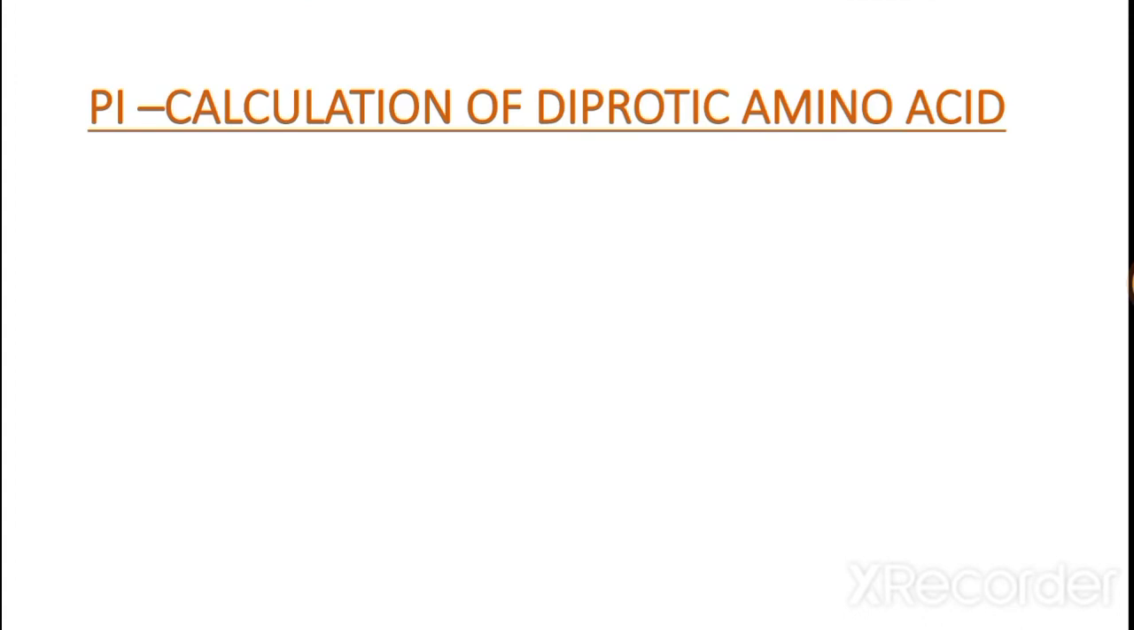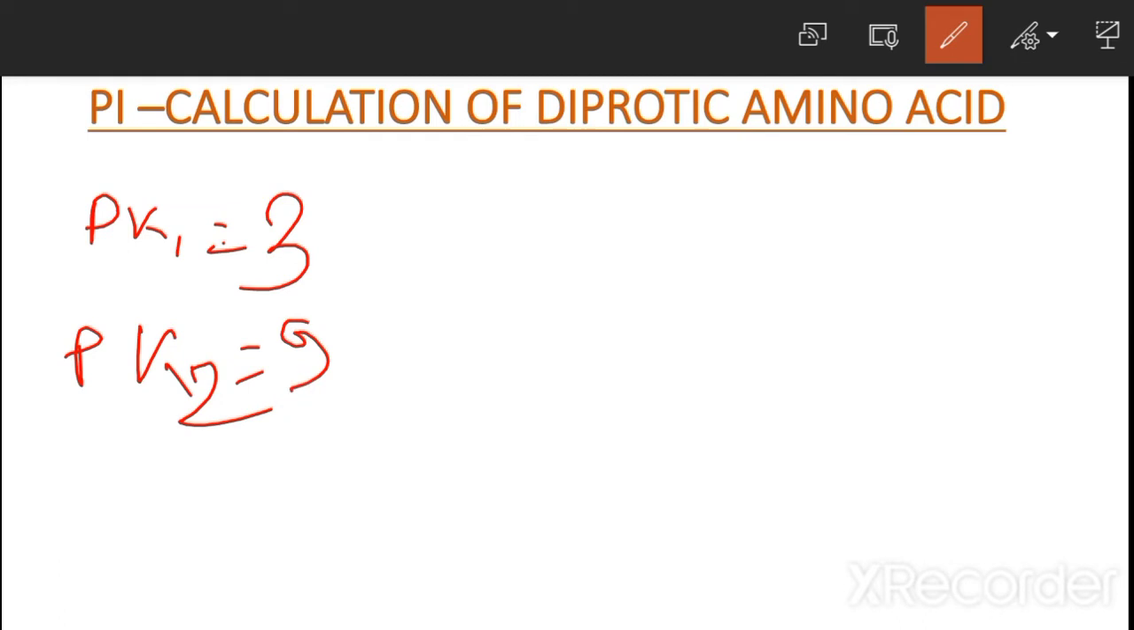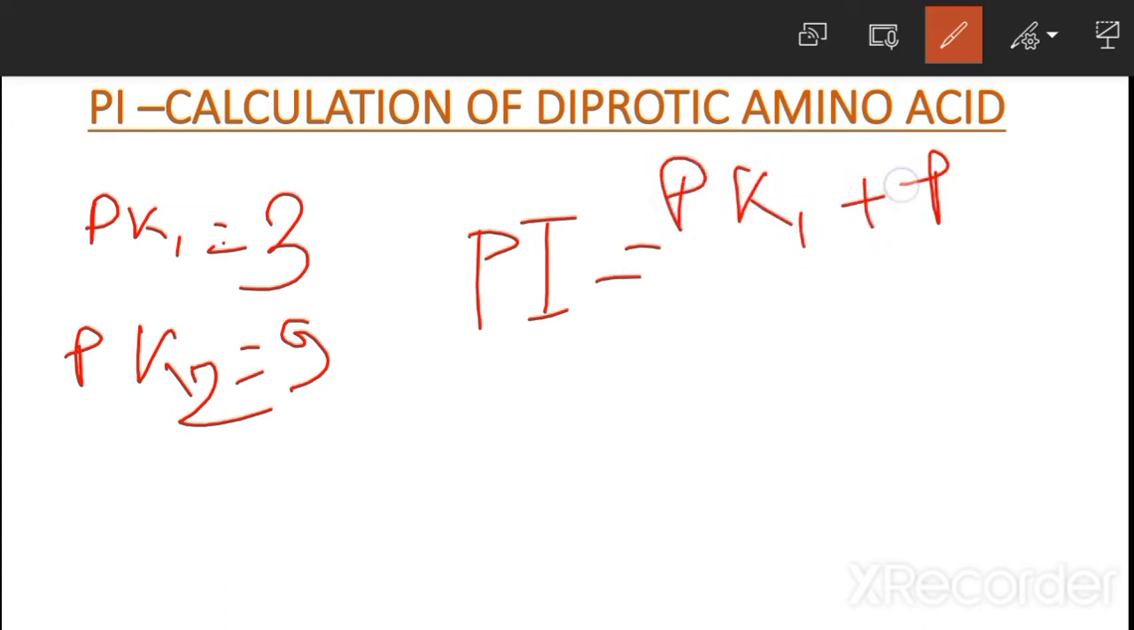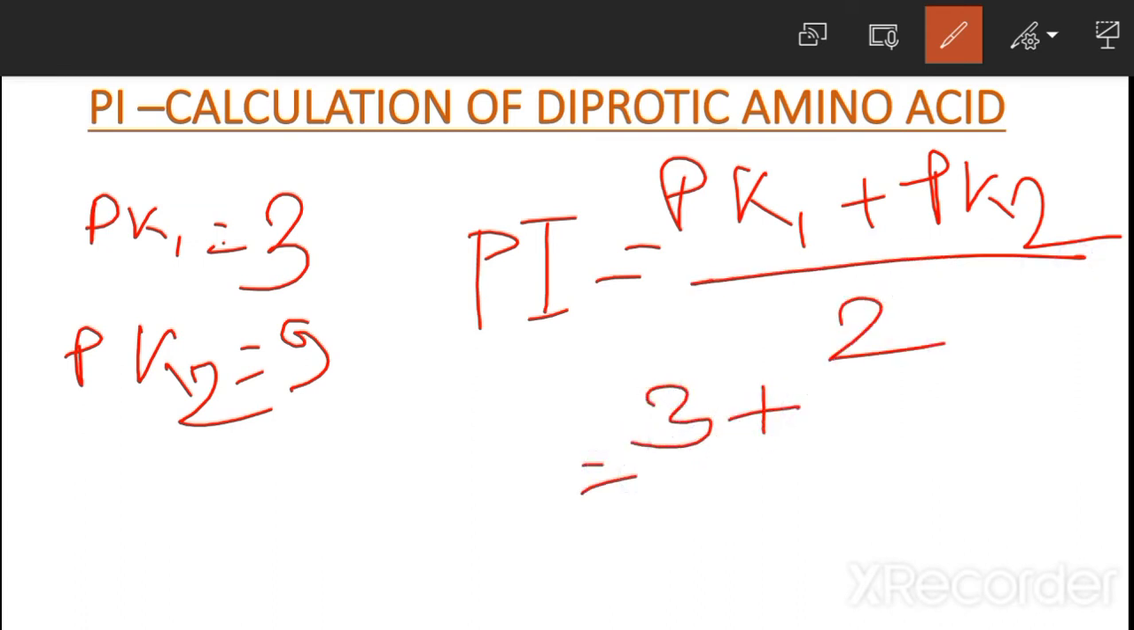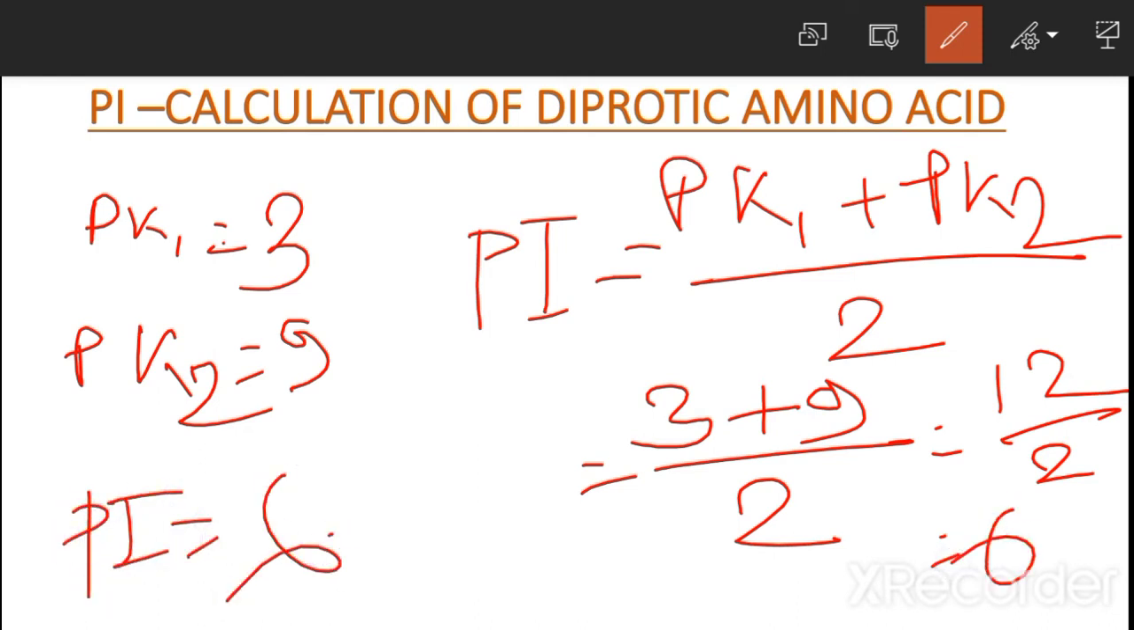Some other example. Suppose pK1 here is 3 and pK2 here is 9. What will be the pI value? What do I say? pK1 plus pK2 by 2. Here pK1 is 3 and pK2 is 9, so 12 by 2 is equal to 6. So the pI value will be 6. Clear?